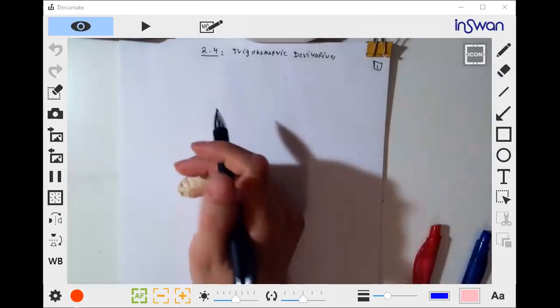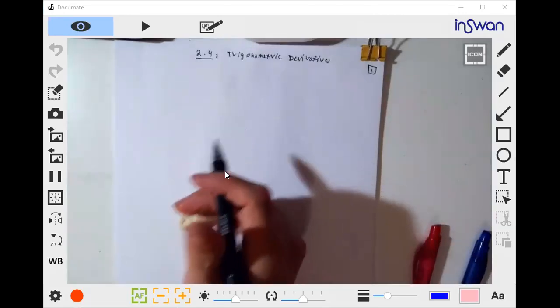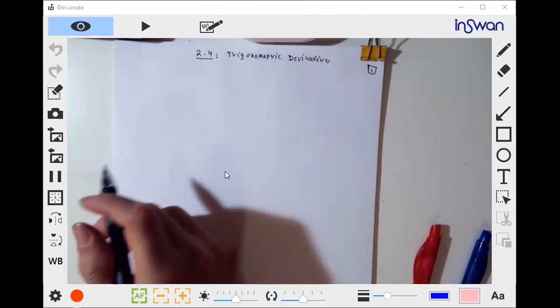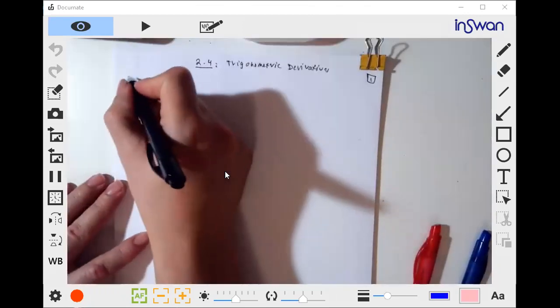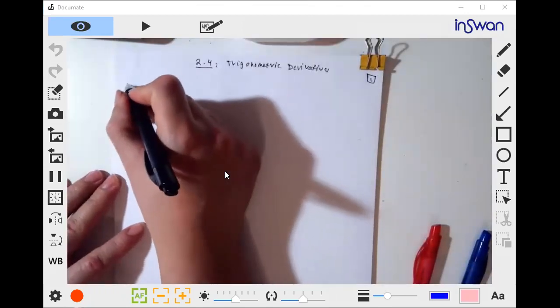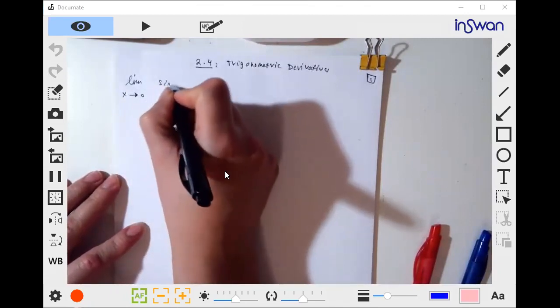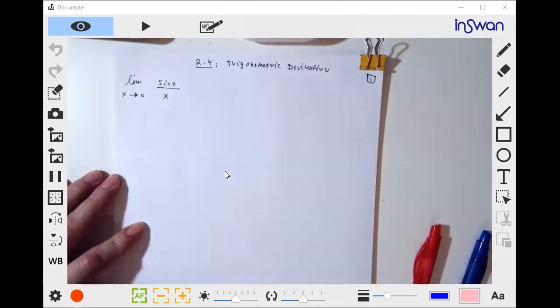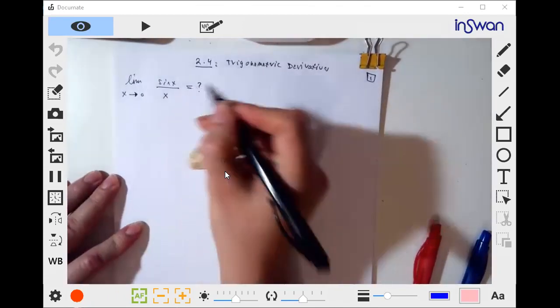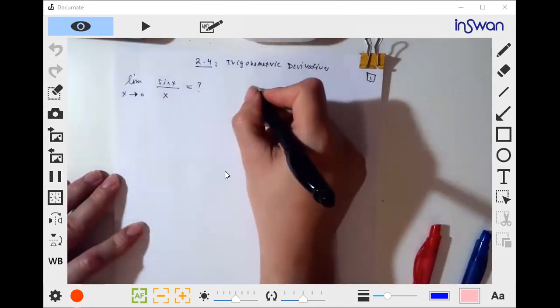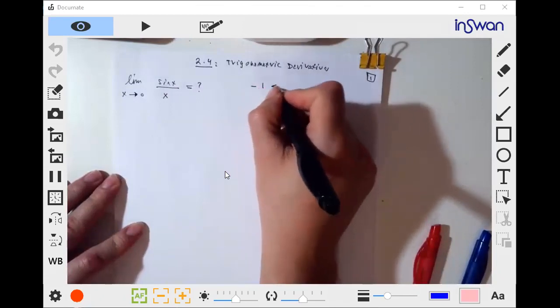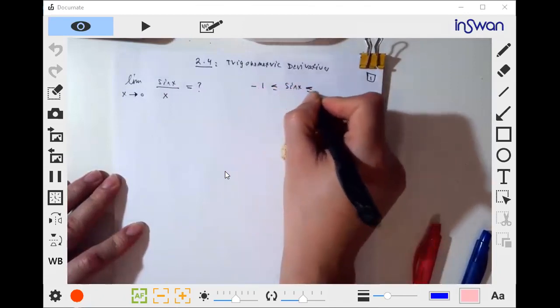Hello. This is section 2.4, trigonometric derivatives. So let's think about what is the limit as x approaches 0 of sine of x all over x. What does this equal?